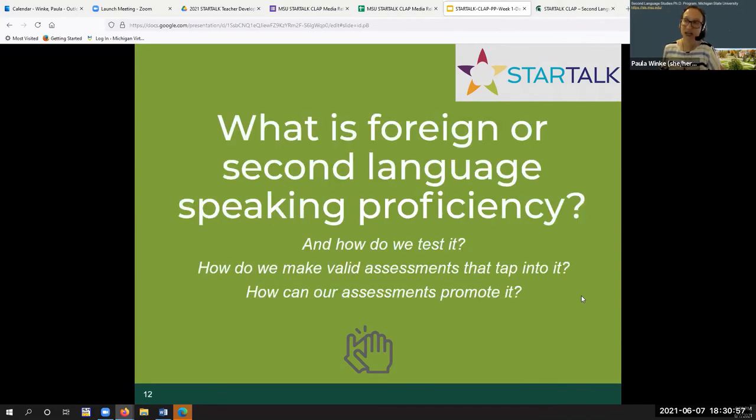And what I'm going to be talking about first, for about 10 to 15 minutes before we start our first activity, is what is foreign or second language speaking proficiency? How do we test it? How do we make valid assessments that tap into it? And how can our assessments promote it? And this is the big picture question about what we're doing. And it overlaps with some of the questions that you had in the survey that Liz just reviewed.